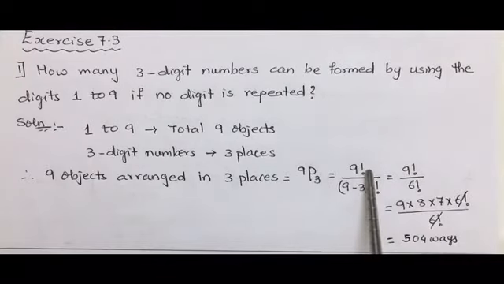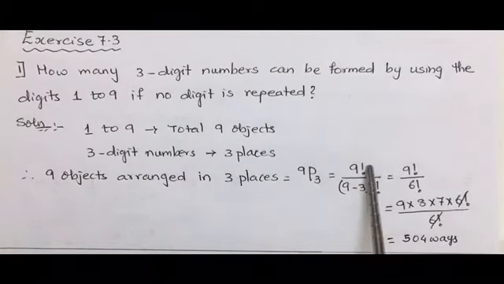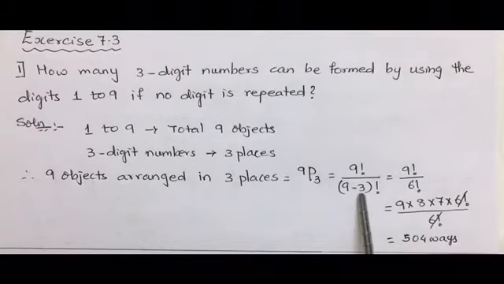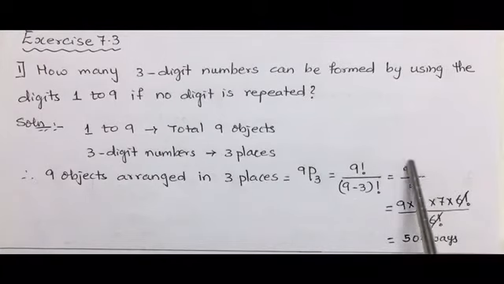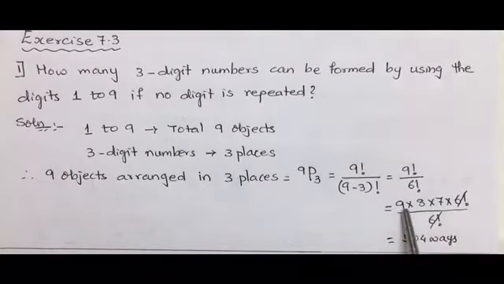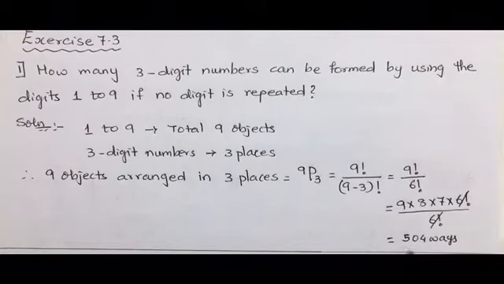Using the formula of n factorial upon n minus r factorial, here we will get 9 factorial upon 9 minus 3 factorial. So 9 factorial divided by 6 factorial. So instead of taking the product 9 factorial till 1, we can reduce it till 6 factorial, that is 9 into 8 into 7 into 6 factorial divided by 6 factorial. Cancellation gives 9 into 8 into 7 and the answer is 504 ways the arrangement can be done.